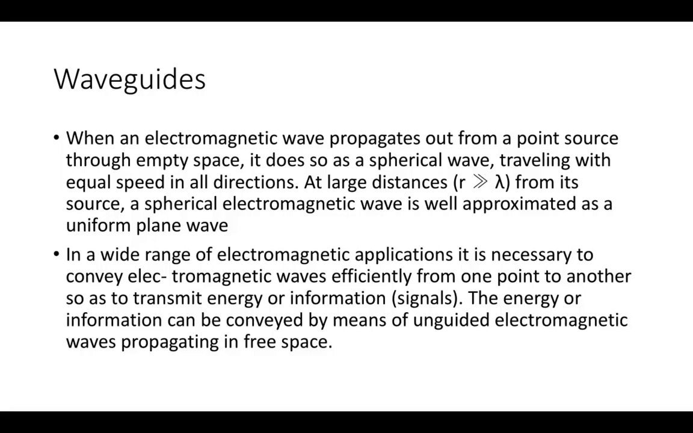fields. Now, in a wide range of electromagnetic applications, basically we want to move information or energy from one point to another, and typically this is quite doable by means of unguided electromagnetic waves that propagate in free space. For example, things like your cell phone, and back in the days before cable, when we had broadcast television, broadcast radio, in all of those applications, the electromagnetic waves basically propagate through space. They're picked up by antennas, by receiver antennas.